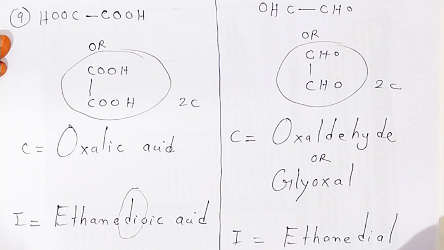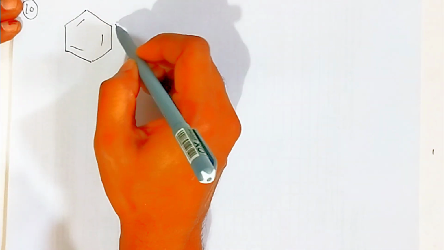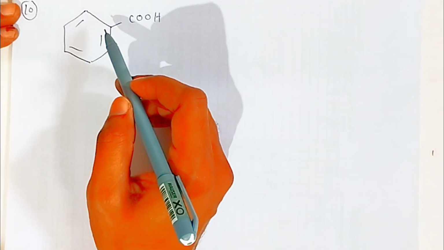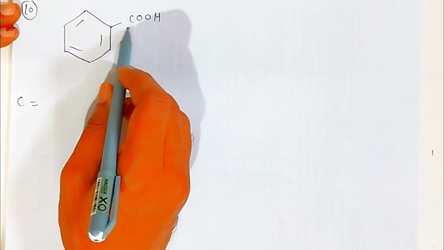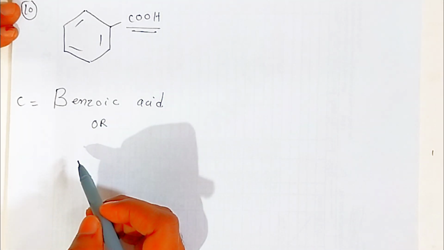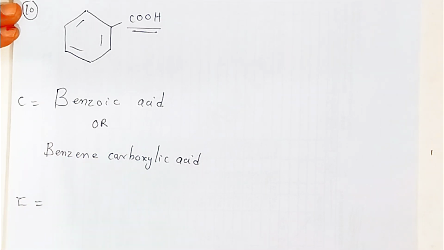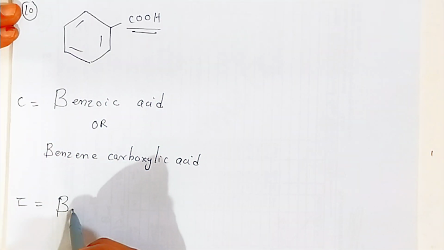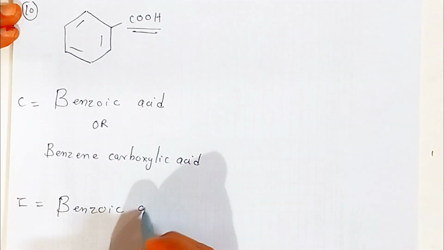Now we are going to see the nomenclature of aromatic compounds. If your carboxylic acid is attached to a benzene group, in common name, students, we call it benzoic acid. This acidic group is attached to benzene, or we can also say benzenecarboxylic acid. What will be the IUPAC name, students? In the IUPAC system also we call it benzoic acid.